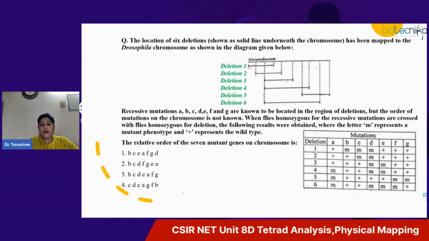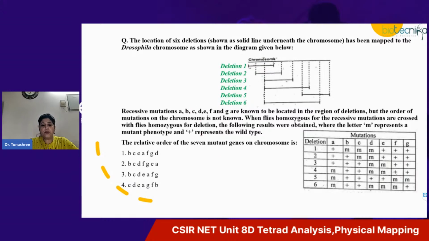So now moving over to another question. This particular question is about physical mapping. And I got a lot of questions from students, saying, ma'am, please tell us the strategy for solving these types of questions. Believe me, first of all, these questions appear to be very vast, but they are very easy. If you know the trick, if you know the concept, you can easily answer such questions.